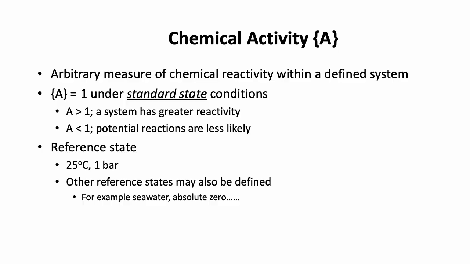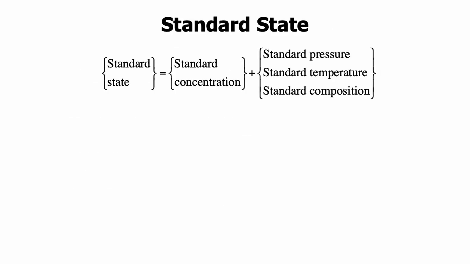We have to make some assumptions because activity is really a comparison between the ideal state and the non-ideal state. So it's a relatively arbitrary measure, and we need to create some standard state conditions. So we're going to define an activity equal to 1 under standard state. Our reference state then is going to be at 25 degrees Celsius and 1 bar or atmospheric pressure.